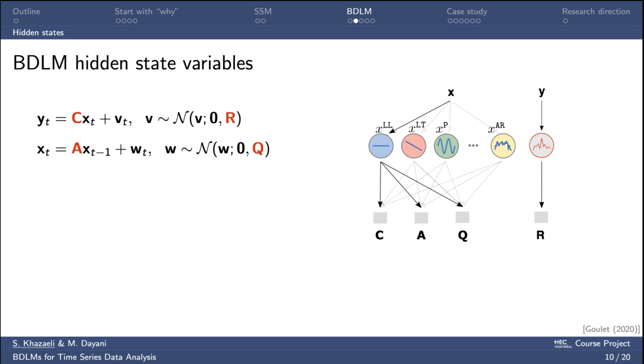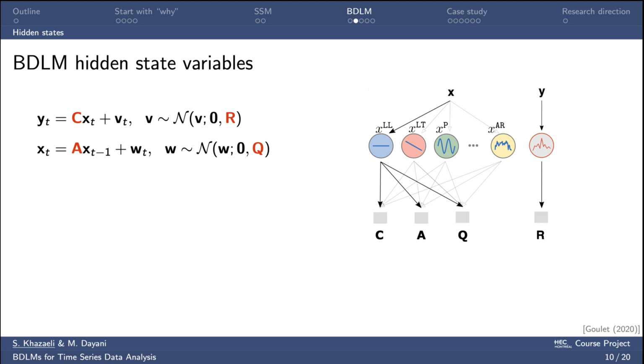Depending on the underlying dynamics you want to include in the model, you can pick one or some of them. The arrows show which variable contributes to which model matrices. Here, LL is a local level, which indicates the baseline behavior. LT, or local trend, shows the trend. P indicates whether you want to have periodic behavior or not. And the AR shows the time-dependent error in your model, which is the autoregression model.